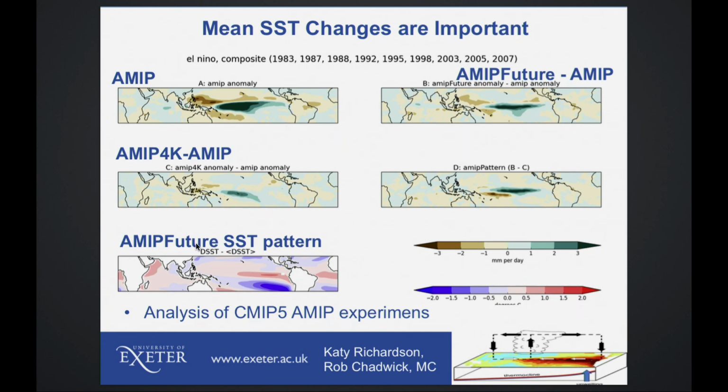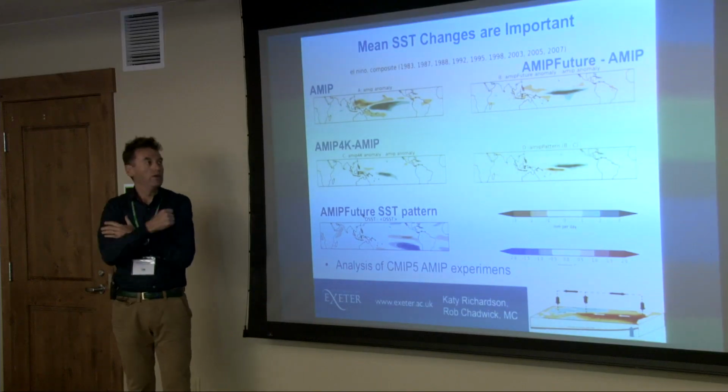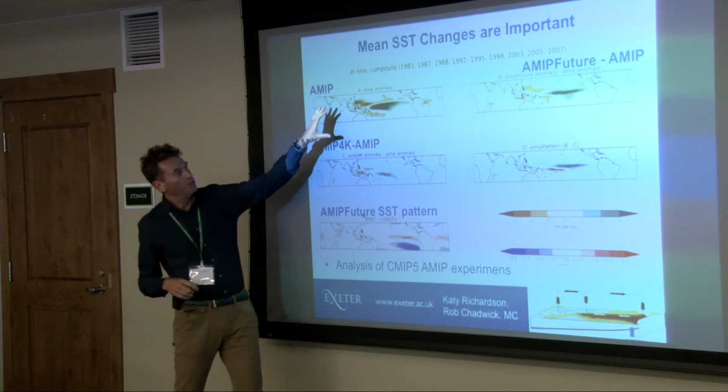These figures are getting more and more washed out, but it doesn't matter. One of the crucial things is probably the mean changes rectifying the ENSO signal. So these take a bit of explaining.